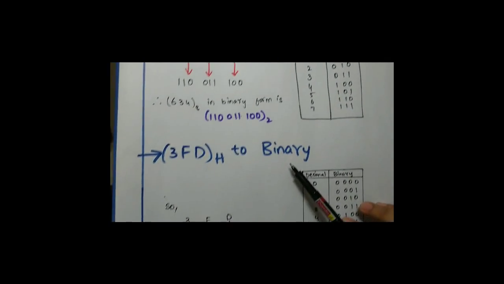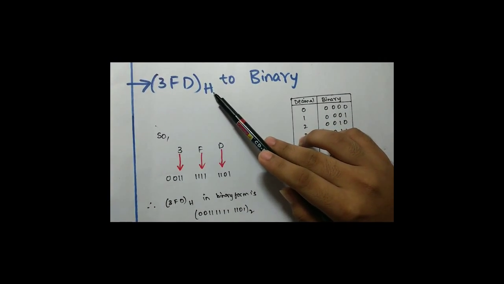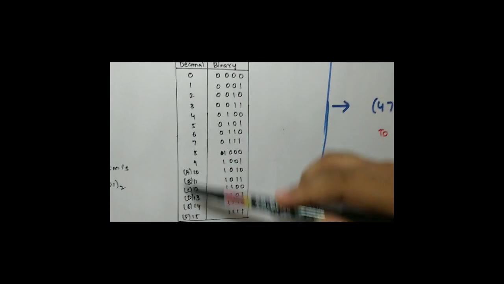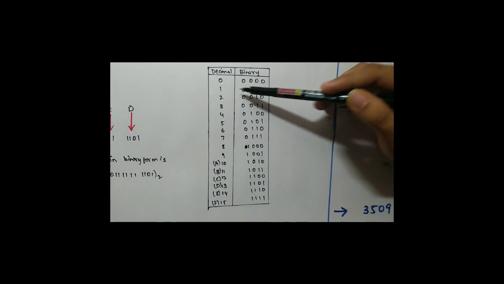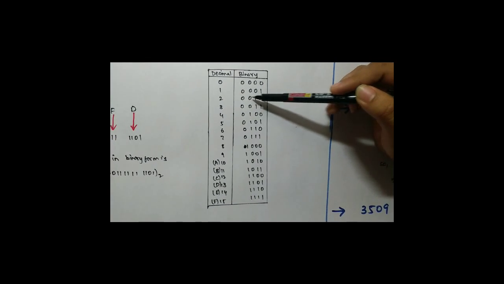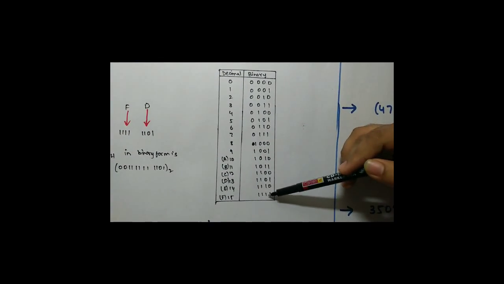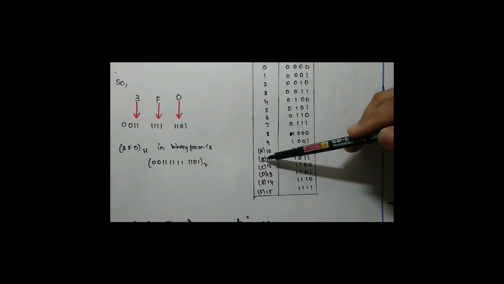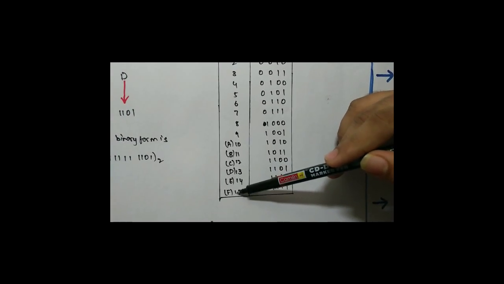Next, we convert 3FD, which is in hexadecimal. Hexadecimal means base 16. We have to convert it to binary, meaning base 2. Here are the decimals from 0 to 15, where the corresponding binary numbers are 0000, 0001 for 1, 0010 for 2, 0011 for 3, and so on till 15. From 10 to 15 we represent 10 as A, 11 as B, 12 as C, 13 as D, 14 as E, and 15 as F.